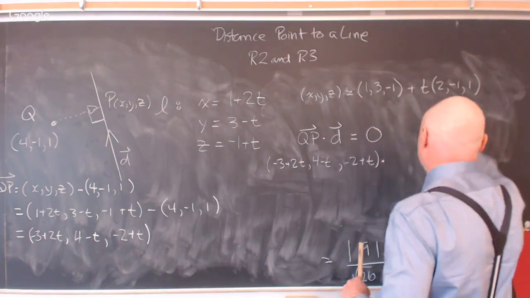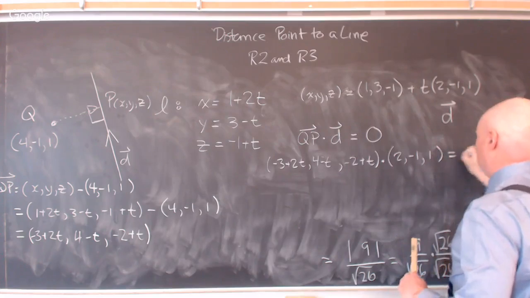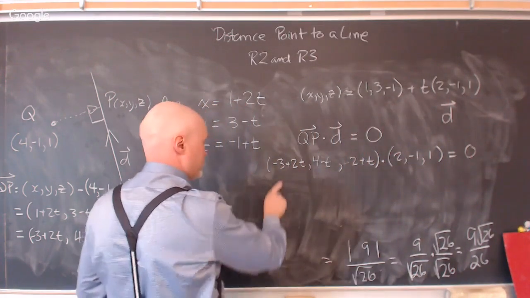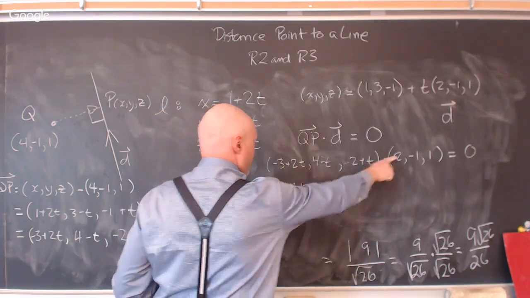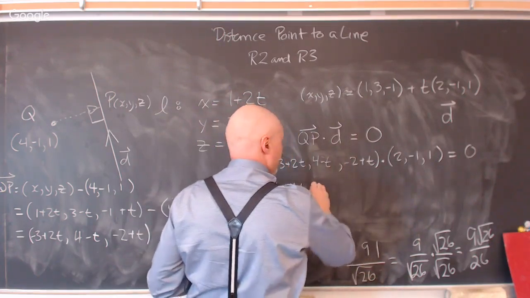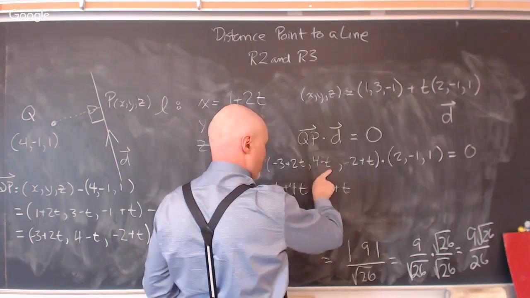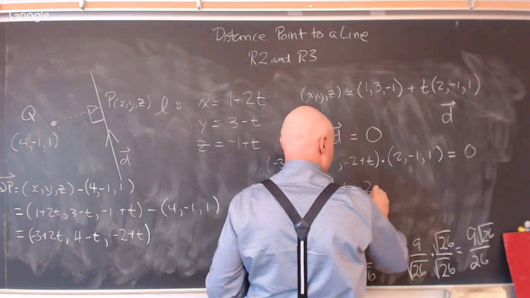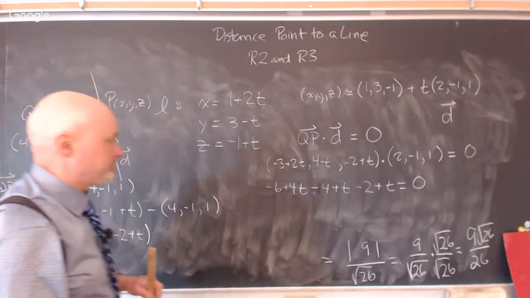And now I'm going to dot product this with my direction vector, which is 2, negative 1, and 1. And this whole thing has to be equal to 0. Look, I'm going to get this down to a single parameter. Okay, so this is negative 6 plus 4t. So I did the dot product there. Plus negative 4 plus t. Okay, so I did the dot product here. Negative 1 times 4 minus t. Now I'm going to do 1 times negative 2 plus t. So this becomes negative 2 plus t. And that whole thing is equal to 0.